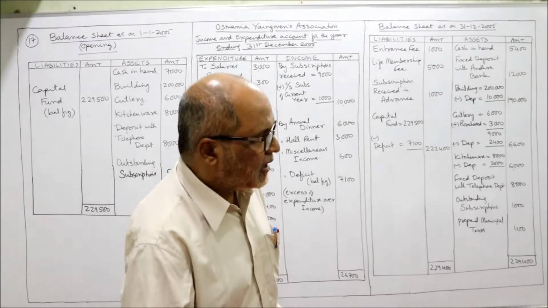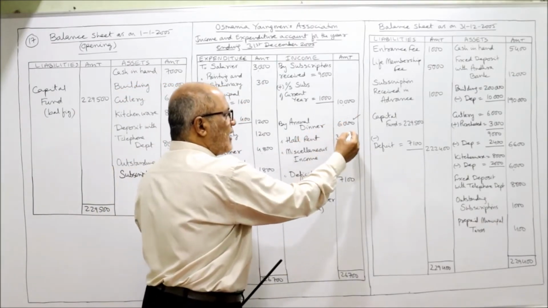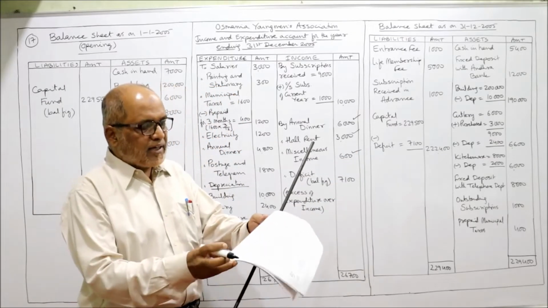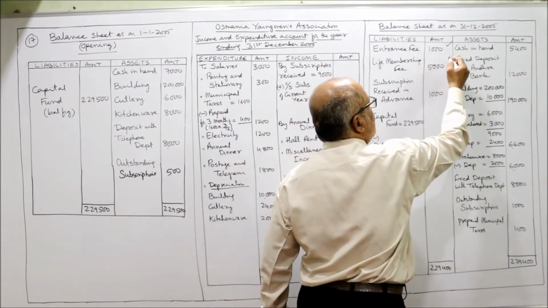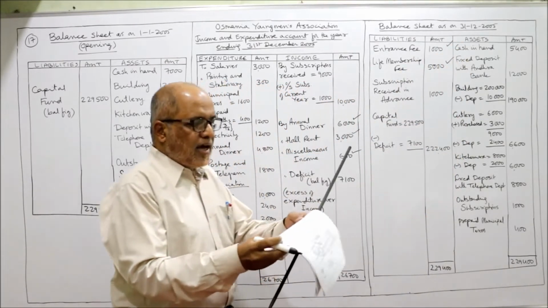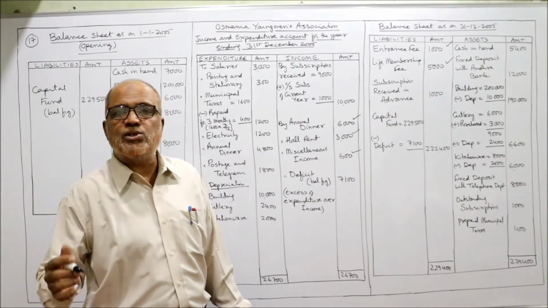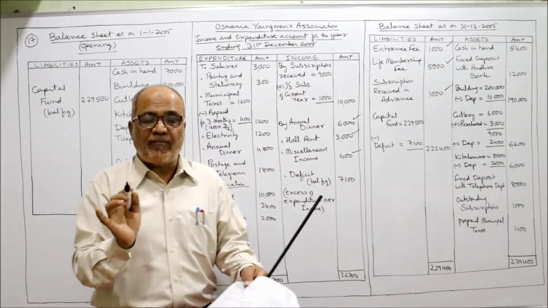So here I am taking, see carefully: annual dinner 6,000, hall rent 3,000 and miscellaneous income 600. And we have taken entrance fees and life membership fee as capitalized. And subscription received in advance for the next year 2006, that I have taken here. Remember these points where I have taken them.